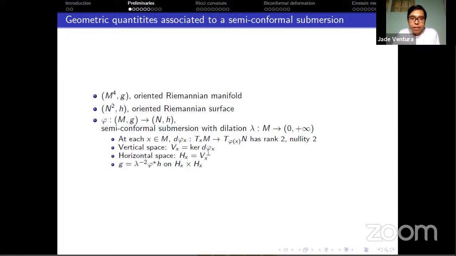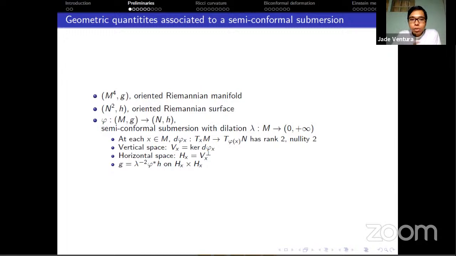So what does this mean? At each point of the manifold, at each x in M, there is associated with it a differential map, this d phi sub x. This differential map goes from the tangent vectors at x on M, the domain, to the tangent vectors at the image phi of x of the manifold N. So this differential map, d phi sub x, has rank 2 and nullity 2.